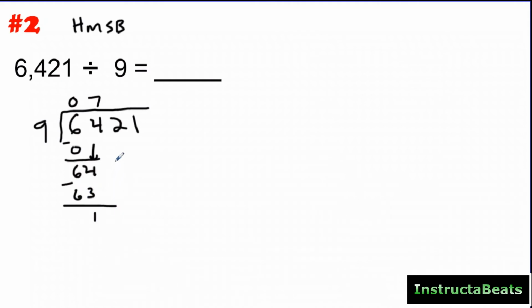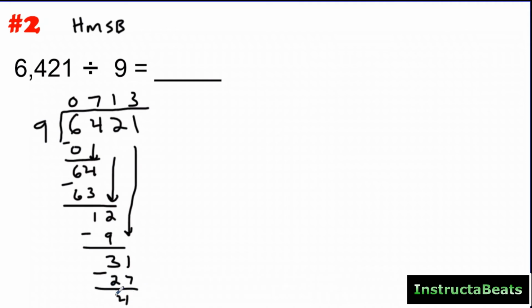I get 1 left over, and then I need to bring down my 12. One group of 9 fits into 12. When I multiply 9 times 1, that's 9. Then I subtract. That's going to be 3. I need to bring down my 1. I have 3 groups of 9 that fit into 31, which would be 27.